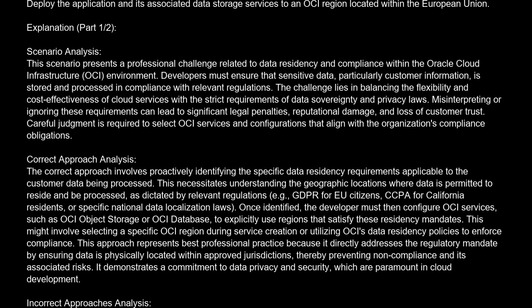This approach represents best professional practice because it directly addresses the regulatory mandate by ensuring data is physically located within approved jurisdictions, thereby preventing non-compliance and its associated risks. It demonstrates a commitment to data privacy and security, which are paramount in cloud development.